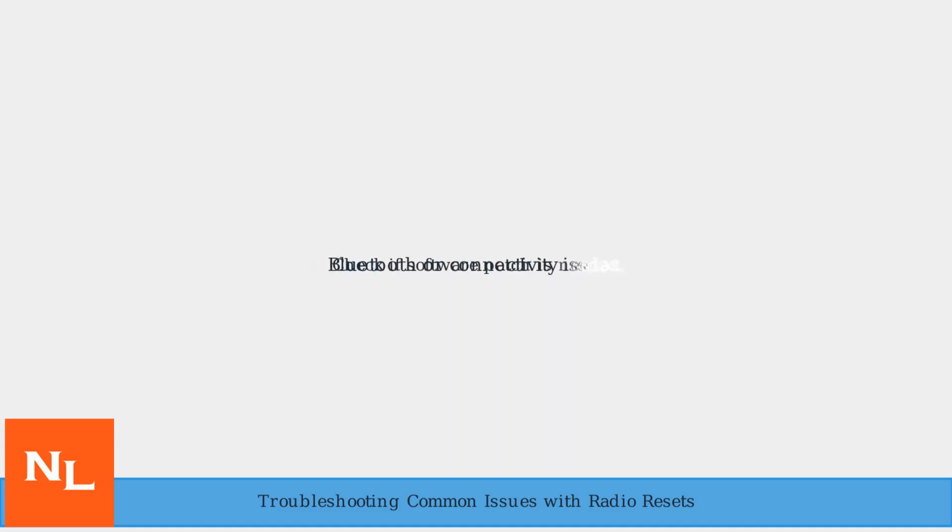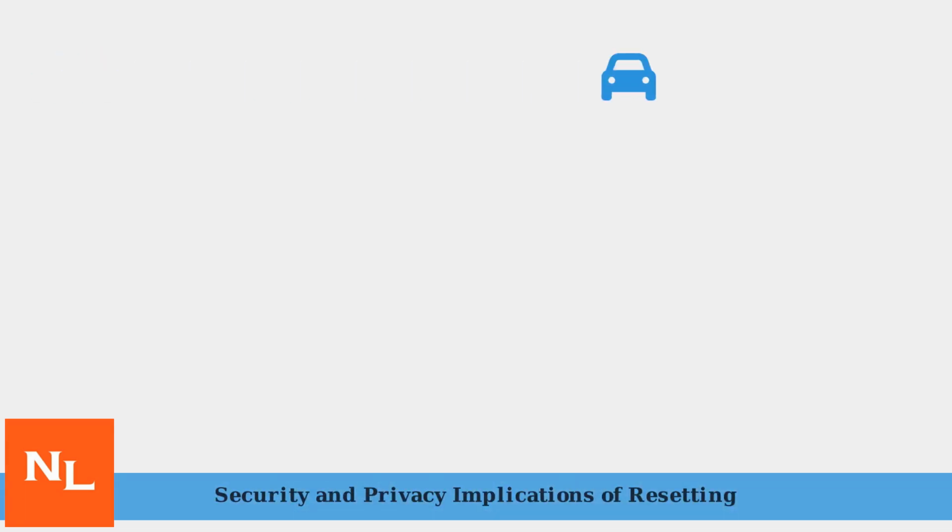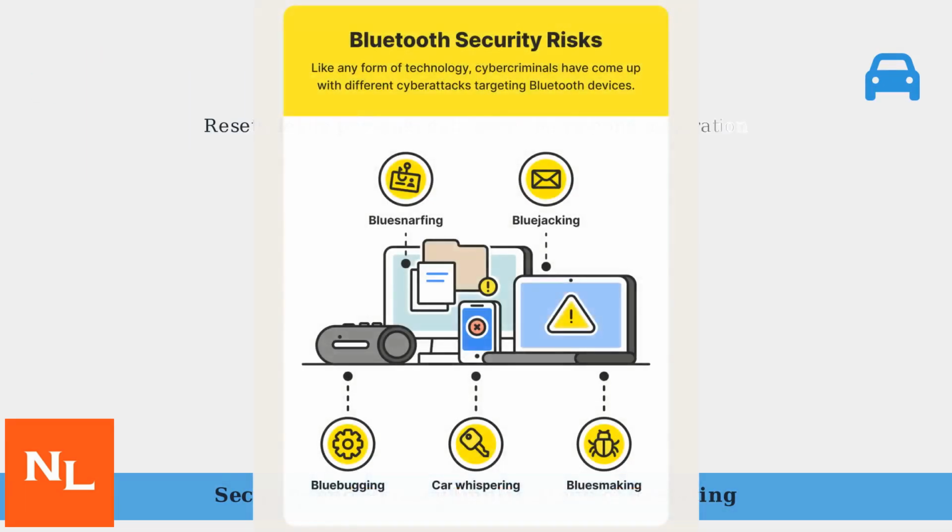Remember that firmware updates focus on compatibility rather than changing reset functionality. If you experience Bluetooth connectivity issues, consider whether a software patch might be required for your specific problem. Resetting your radio settings significantly enhances your security and privacy.